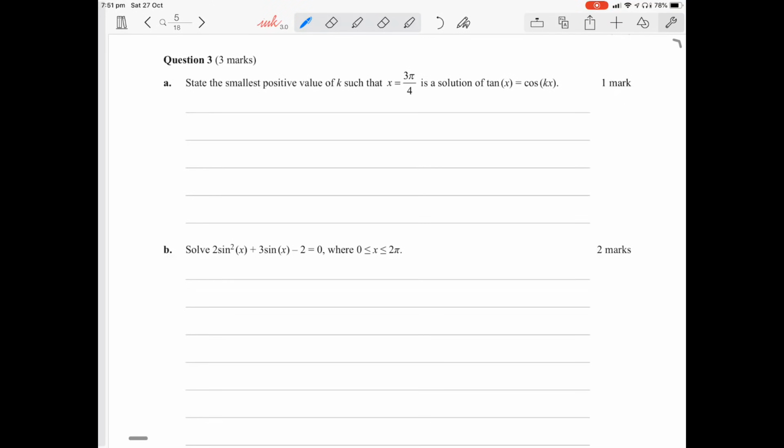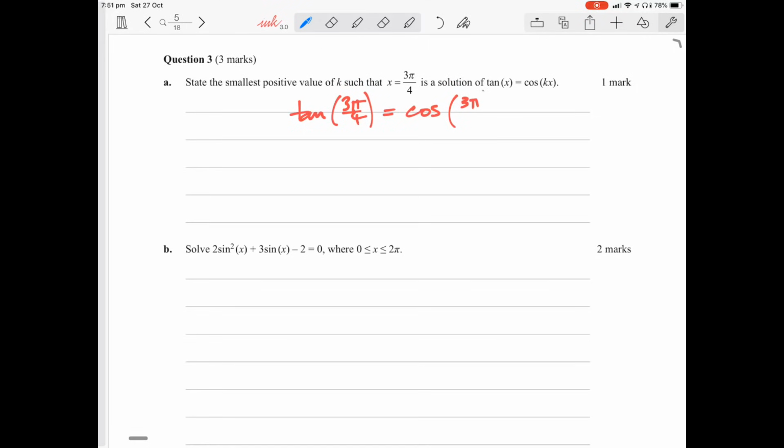Okay, state the smallest possible value of k such that x equals 3 pi on 4 is a solution of tan x equals cos kx. Okay, so tan of 3 pi on 4 is equal to cos of 3 pi k on 4. Tan of 3 pi on 4, it's in the second quadrant, so it's negative 1, is equal to cos of 3 pi k on 4.